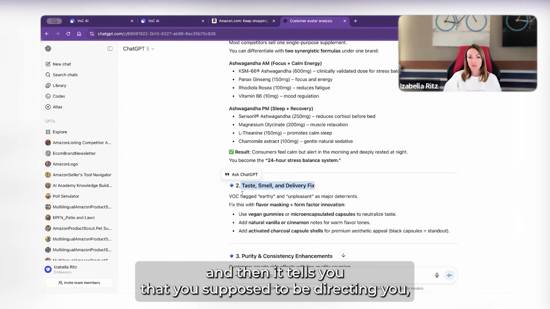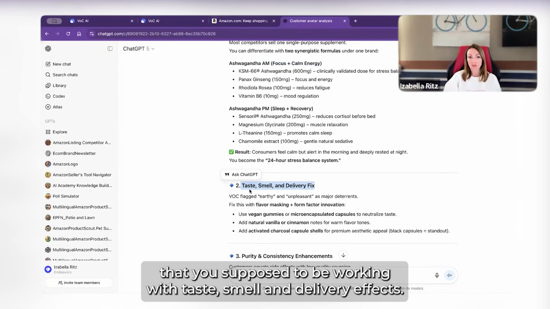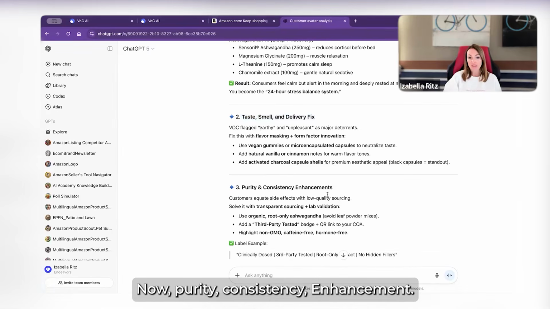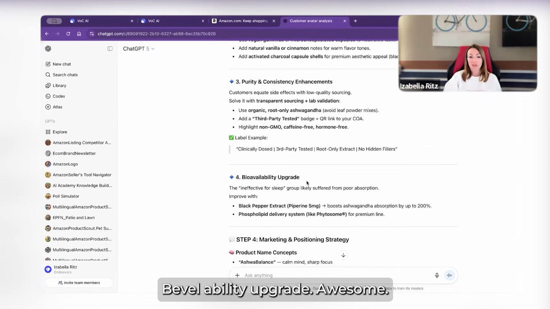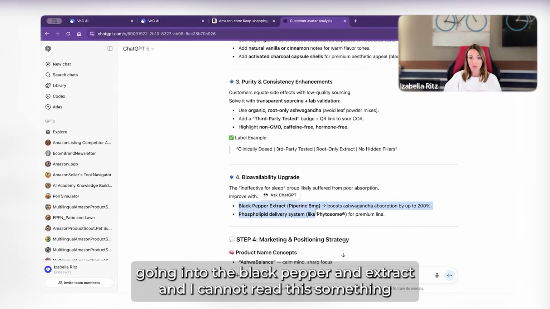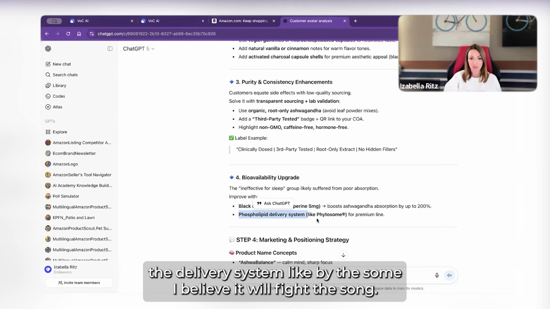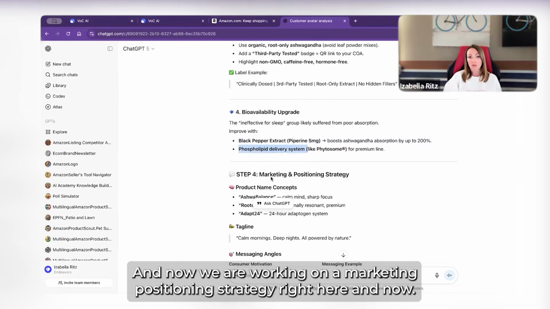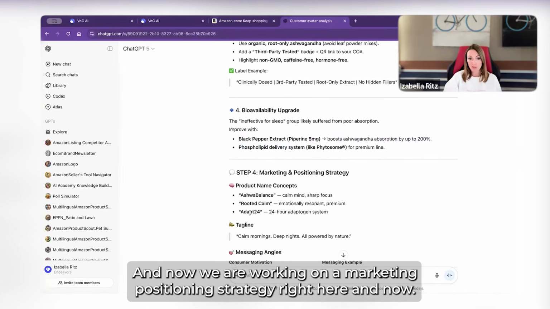And then it tells you that you're supposed to be working with taste, smell, and delivery fix. Now, purity, consistency enhancement, bioavailability upgrade. Awesome. We are for some reason going into the black pepper extract, and I cannot read this, something delivery system like Pythosome, I believe, or Phytosome. And now we're working on a marketing positioning strategy right here.